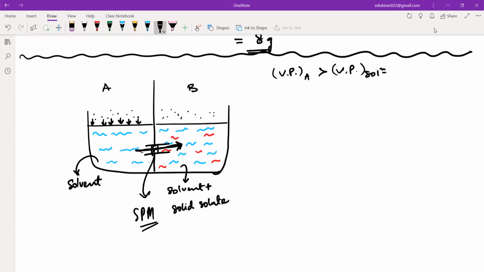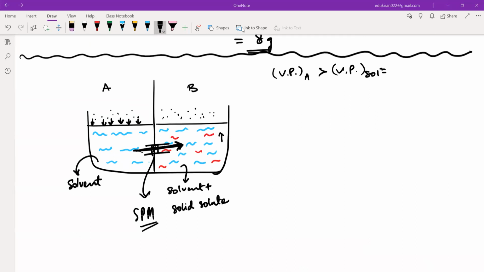And as the solvent is moving from A to B, what will happen? The amount of solvent will increase here. And due to the increase in the amount of solvent, the vapor pressure of B side will also start to increase. And the solvent will keep on moving until the vapor pressure of A and vapor pressure of B are equal. Now, is this point clear? Yes or no? That the solvent will move from A to B?